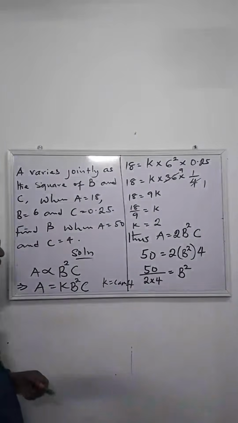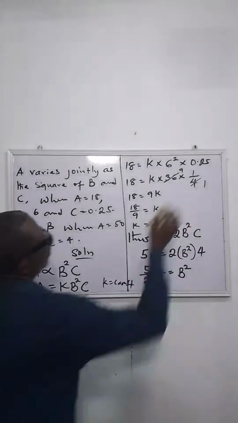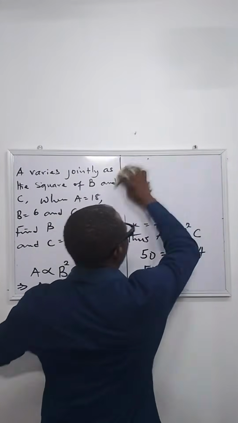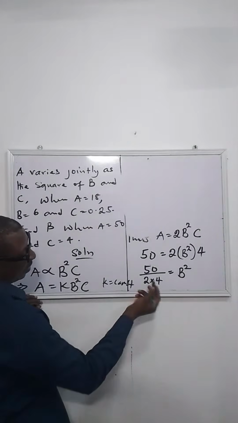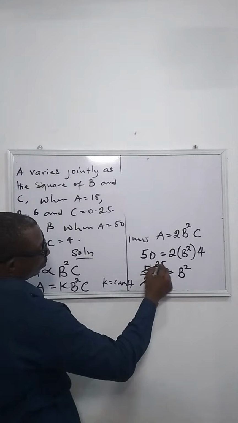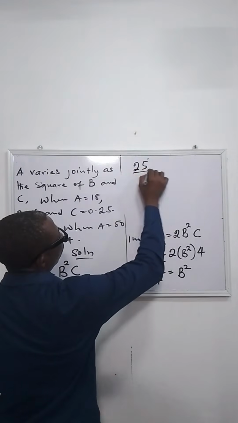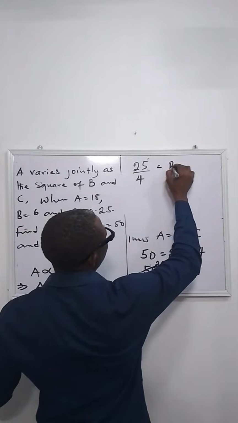All right, I hope you get that now. So what do we do next from here? Now let's simplify this now. 2 goes here, 1. 2 goes here is 25. So we have 25 over 4. I hope you understand that. So equals B squared.